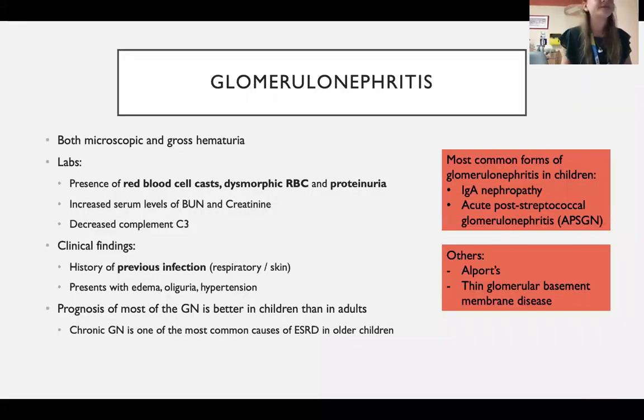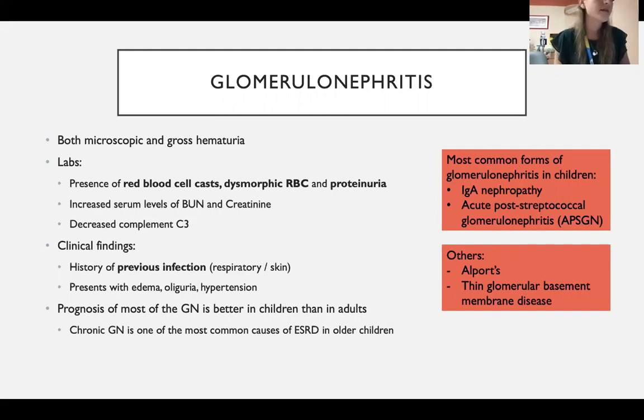Okay, so the next etiology is glomerular nephritis. And glomerular disease represents a big chunk of the causes of hematuria in children, right? They can be either acute, subacute, or chronic conditions. And what usually tells them apart in the initial urine assessment is the presence of red blood cell casts, dysmorphic red blood cells, and proteinuria, which raise the flags for suspicions of glomerular disease.